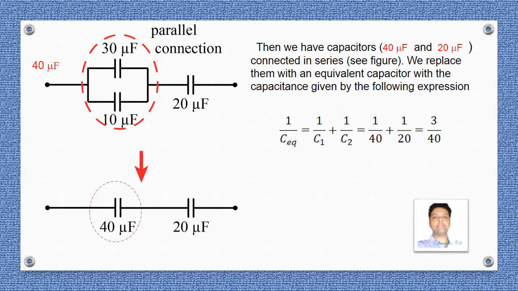So the formula will come out to be 1 by C equals 3 by 40. So what will be C equivalent? C equivalent will be 40 by 3 microfarad, which is equal to 13.3 microfarad. That's also pretty simple. This is a level 1 question.